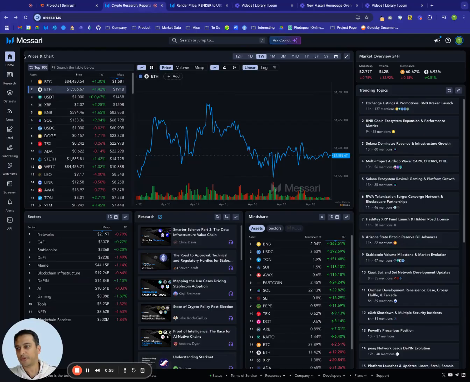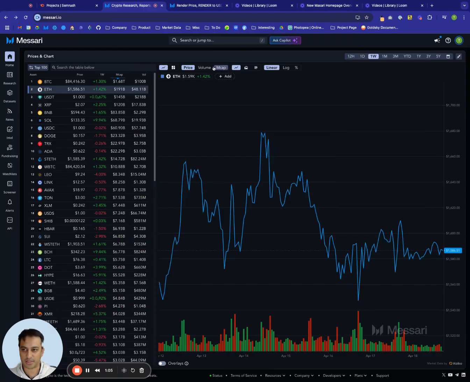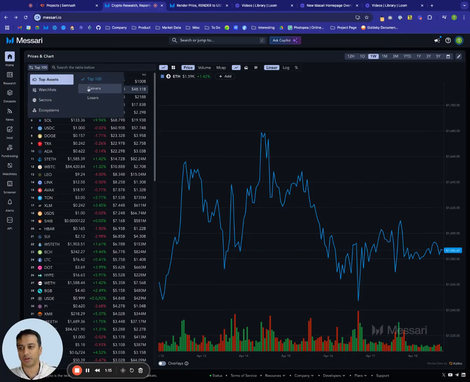So the first thing that you might notice is this large prices and charts module. And right now it's just taking a little bit of the screen, but I like to actually make it a lot bigger sometimes and just dive a little bit deeper. So right now we're looking at the top 100 assets by market cap. But it's very easy to switch between different selections here. So if you want to go look at your watch list or if you want to look at gainers or losers, that's very easy to do. But that was stuff that was supported before as well.